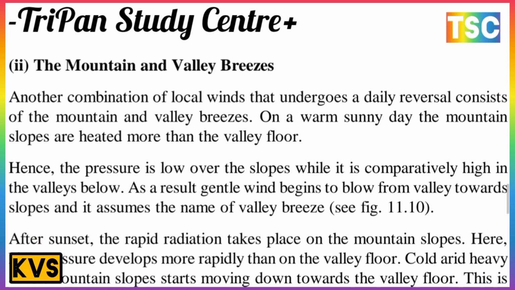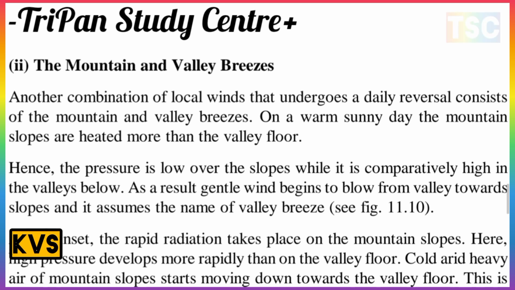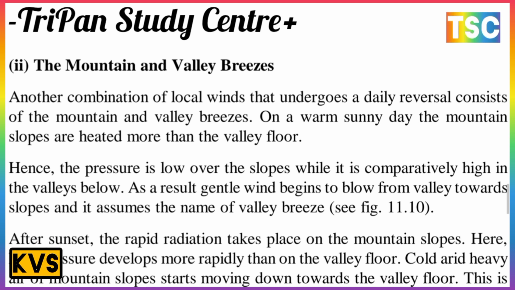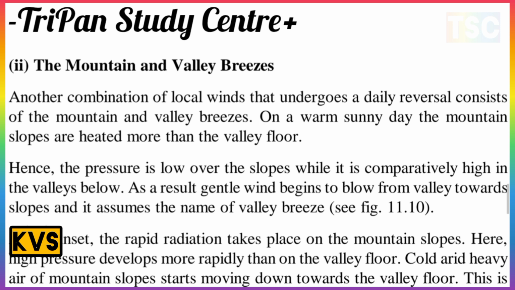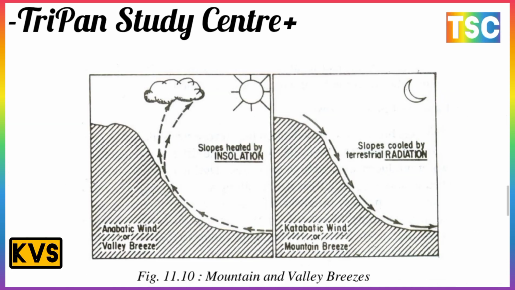After sunset, rapid radiation takes place on the mountain slope, and high pressure develops more rapidly than on the valley floor. The cold and heavier air of the mountain slope starts moving down to the valley floor, and this is known as the mountain breeze.